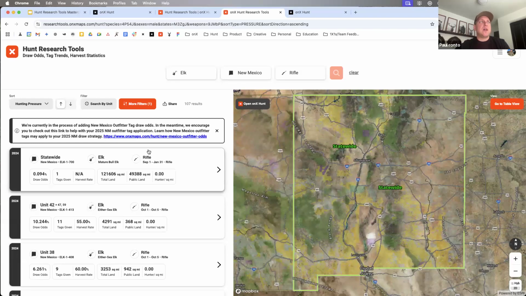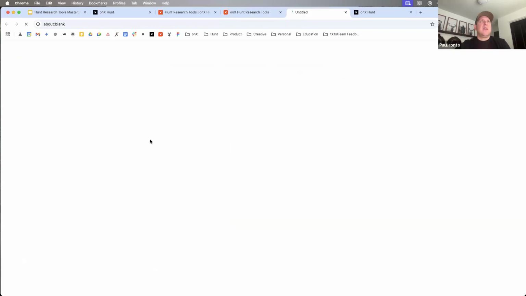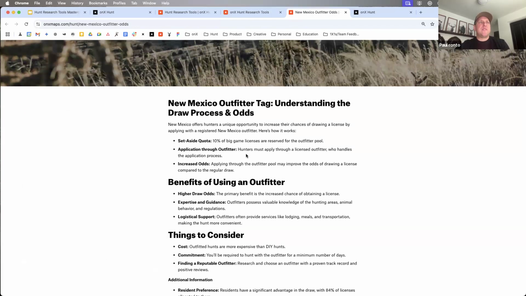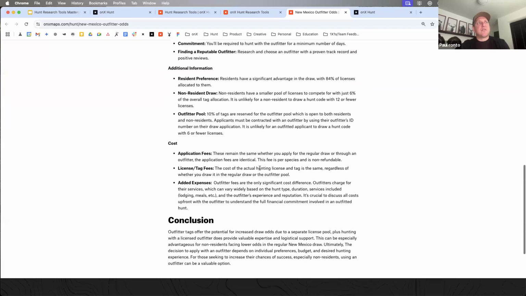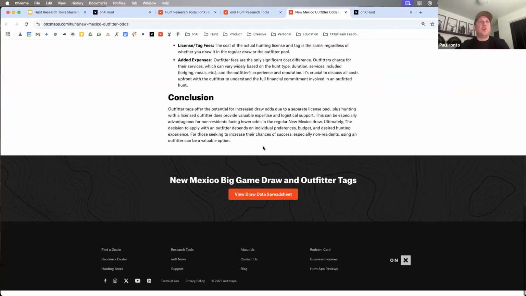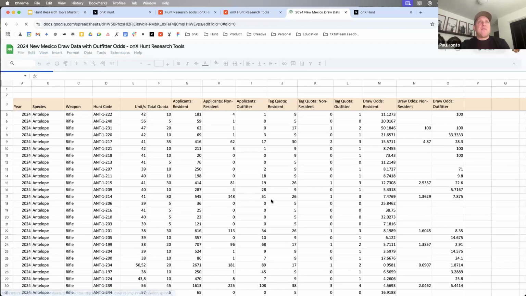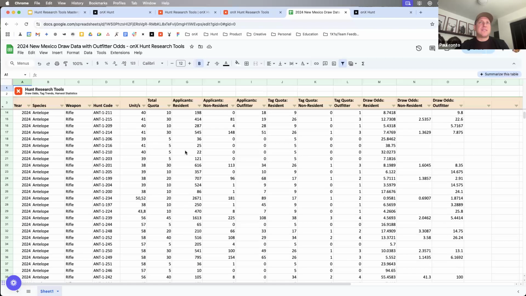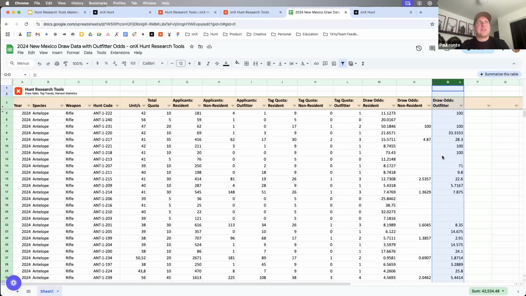We don't have them in the tool yet, but you can click on this link and this will take you to a landing page that we've created that explains what outfitter tags are all about, why you should consider them. And then it's got these big buttons at the top and the bottom to actually go view this data. Because we don't have it in the tool yet, we still wanted to get you this information. And so now you can go in, look at this as a spreadsheet, and here's all those outfitter odds.